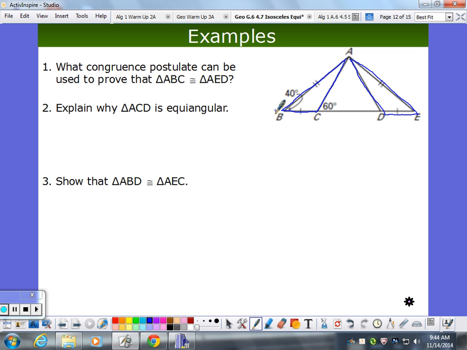Side, side, side. Tell me why. Because, since... well, let's mark these. You got these ones, right? There are two sides currently that are congruent. But since triangle ACD is equilateral because angles ACD... wait, which one's equilateral? ACD, yeah. Well, I know this one's 60. How do I know this is equilateral?